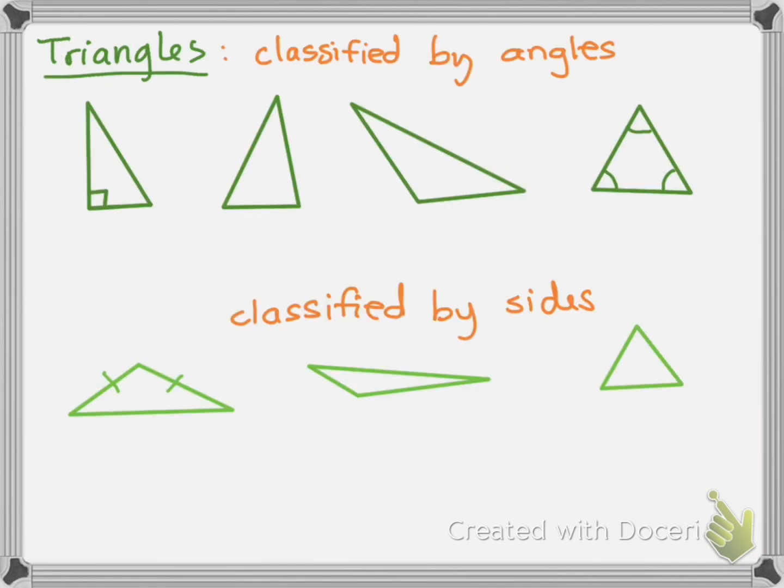The next section is about triangles. And remember that triangles can be classified by the angles or by the sides. The first one here, by the angle, we see that there is a right angle.